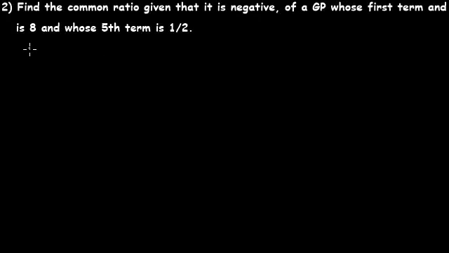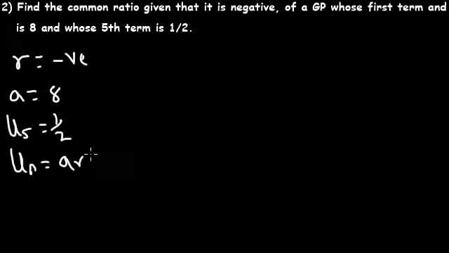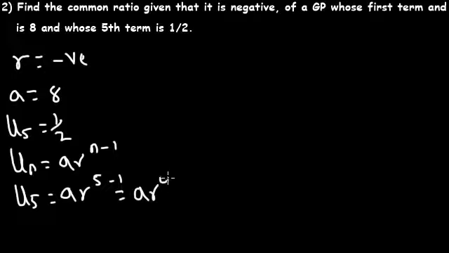Okay. So let's begin. So the goal is to find the common ratio. And keep in mind, we are given a condition that it must be a negative value. So r is negative. We are given the first term a to be equals to 8. And we are given the fifth term u of 5 to be equals to 1 over 2. Since we said that the general term of a GP u of n is a r to the power of n minus 1, if u of 5 was not given as a half, then to find it, we would have said u of 5 equals a r to the power of 5 minus 1, which is simply a r to the power of 4.